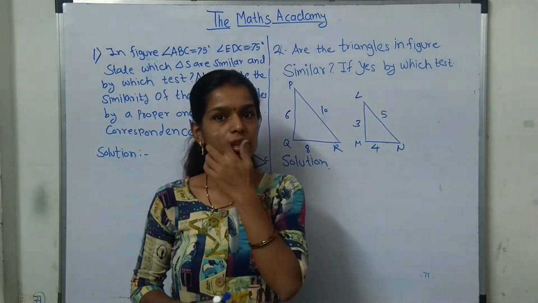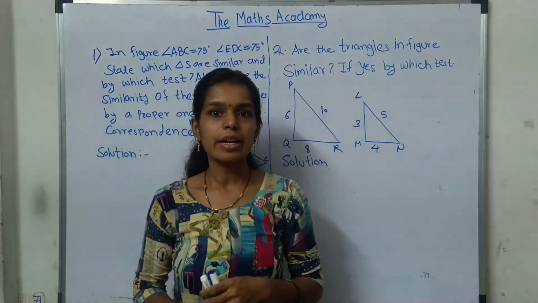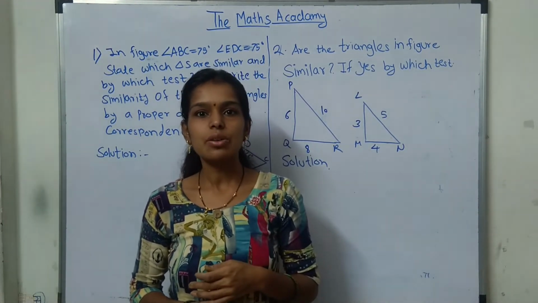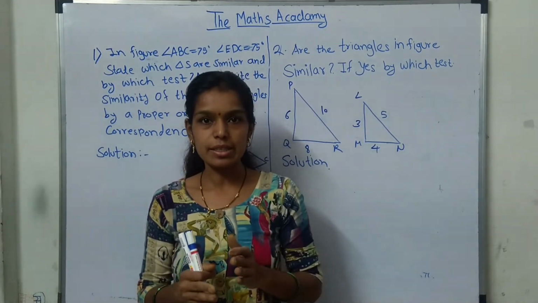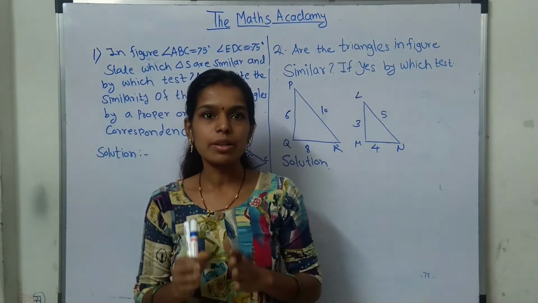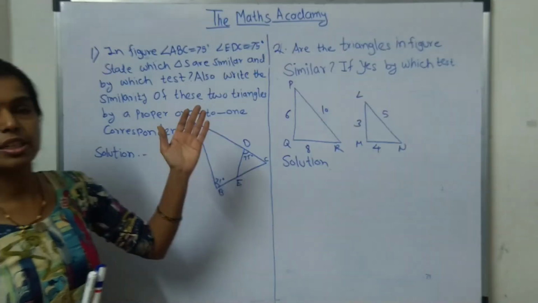In our last session, we have seen the similarity, tests of similarity and the properties of similar triangles. Now, in this session, we are going to start with some examples based on the similar triangles and its tests. Okay, so let's start with the practice set 1.3. Let's see the first and the second example I have already written here.